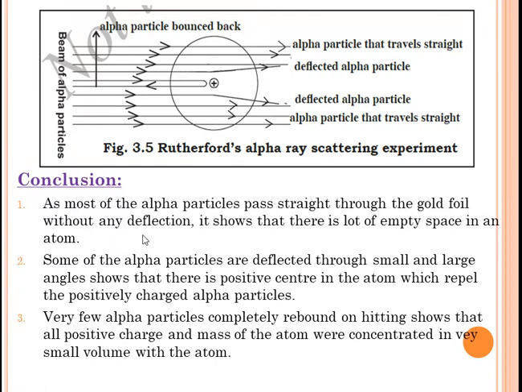Rutherford concluded that since most of the alpha particles travel straight, a lot of space should be empty in the atom. The second point is that since some of the alpha particles are deflected through small and large angles, there must be some positive charge in the center of the atom. That's why the alpha particles deflect, forming small and large angles. And the third point, very few of the alpha particles completely rebound on hitting, means some of the alpha particles get back on their original path.